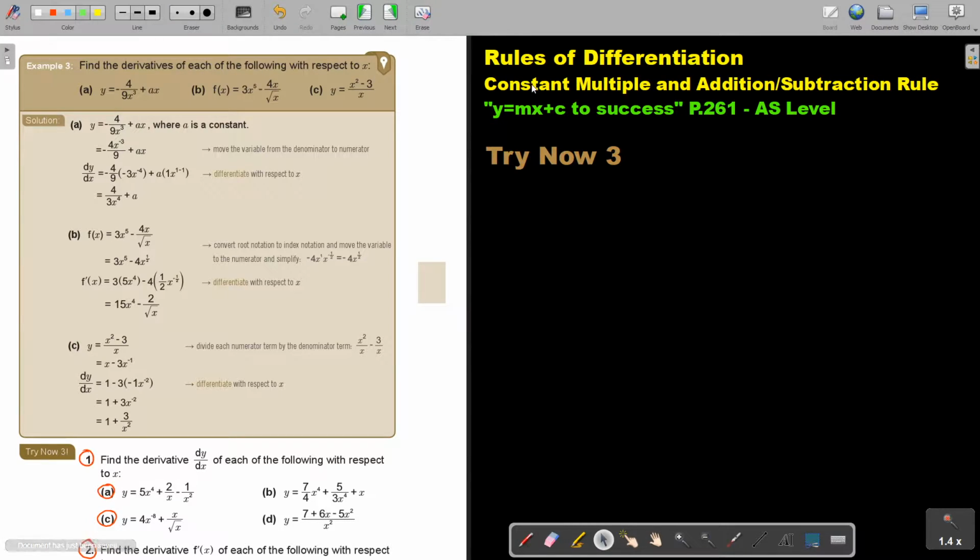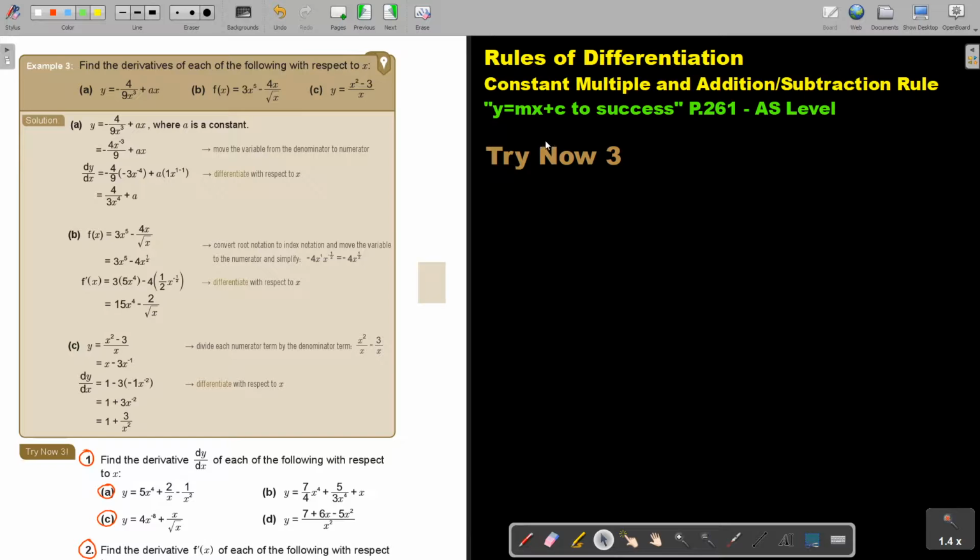In this video, we are going to continue with rules of differentiation, and we are going to continue with the constant multiple and addition or subtraction rule. You will find this on page 261 in the Namibian AS-Level Mathematics textbook, Y equals mx plus c to success.